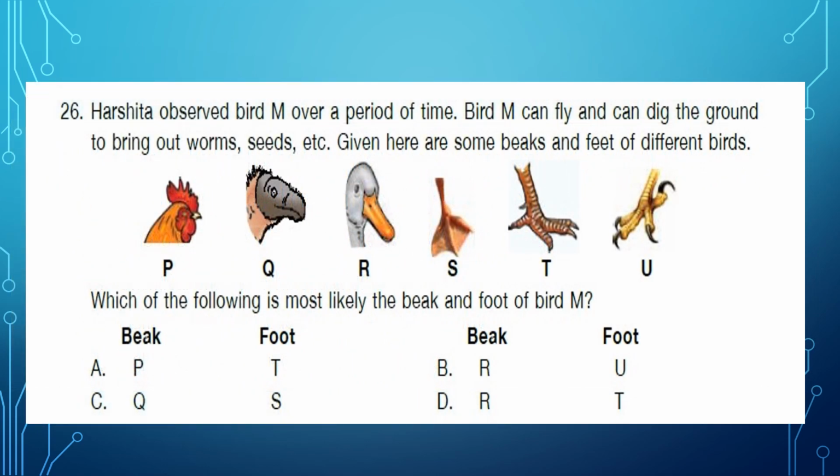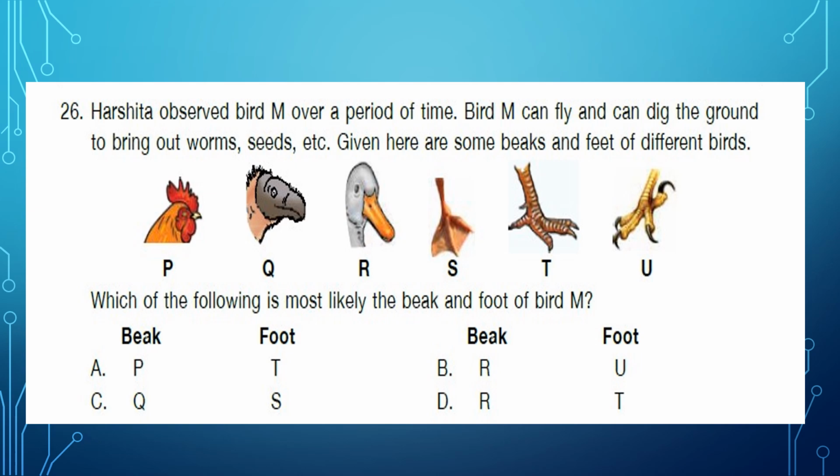Question number 26. Harshita observed bird M over a period of time. Bird M can fly and can dig the ground to bring out worms, seeds, etc. Given here are some beaks and feet of different birds. Which of the following is most likely the beak and foot of bird M?